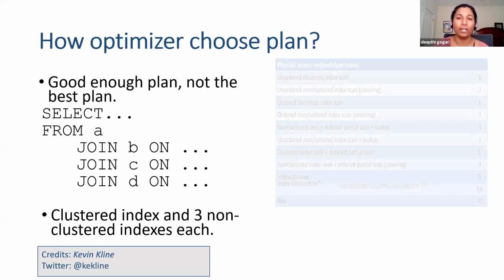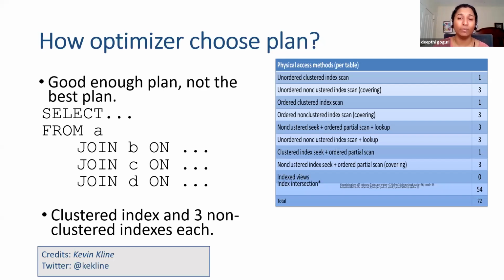First, the optimizer has to analyze 72 different types of physical access methods per table. That means in this simple select statement, we have 4 tables, right? That means 72 times 4 physical access methods. Now, what are these physical access methods? The optimizer has to analyze whether it has to do a clustered index scan or a non-clustered index seek, or whether it has to do any key lookups or not. Those kinds of physical access methods, 72 per table.